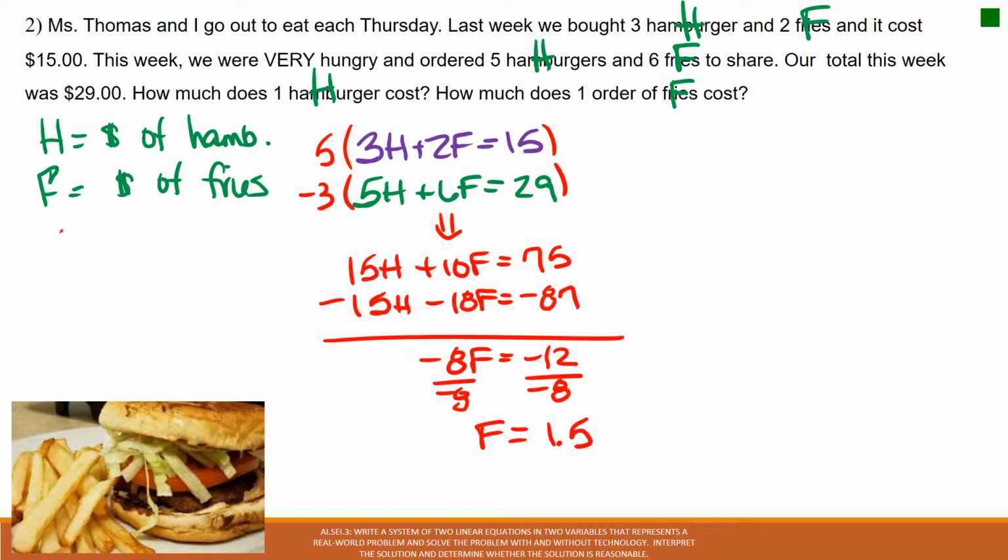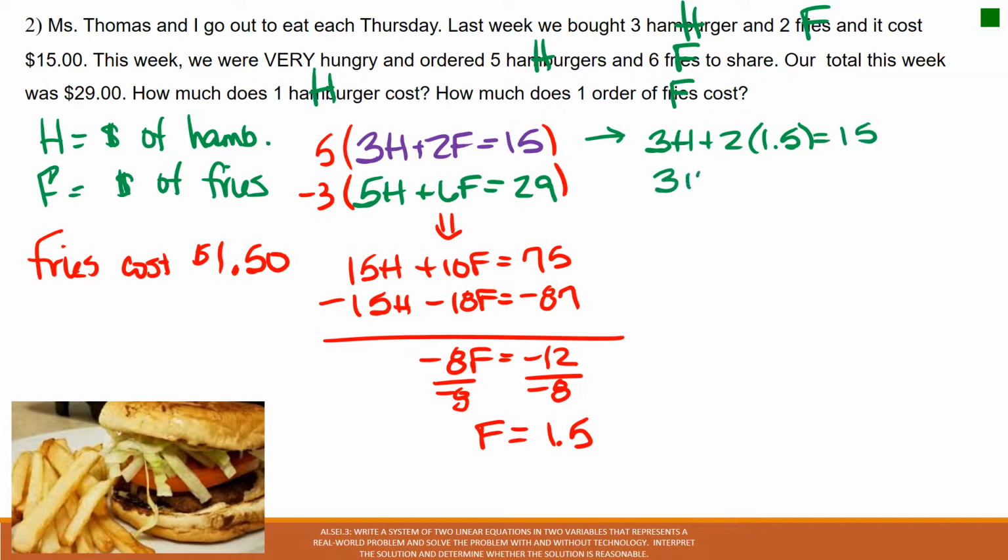Is that what we're going to say? No, we're going to say fries cost $1.50 because it's money, people. You all know how money works. It's got to have 2 decimal points. So now I'm going to go back up into this top one. And when I see my French fries, I'm going to put $1.50.